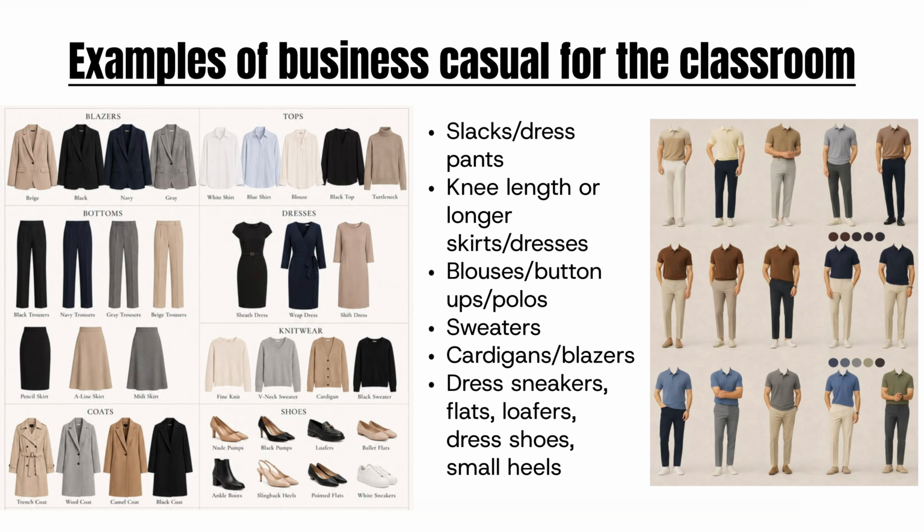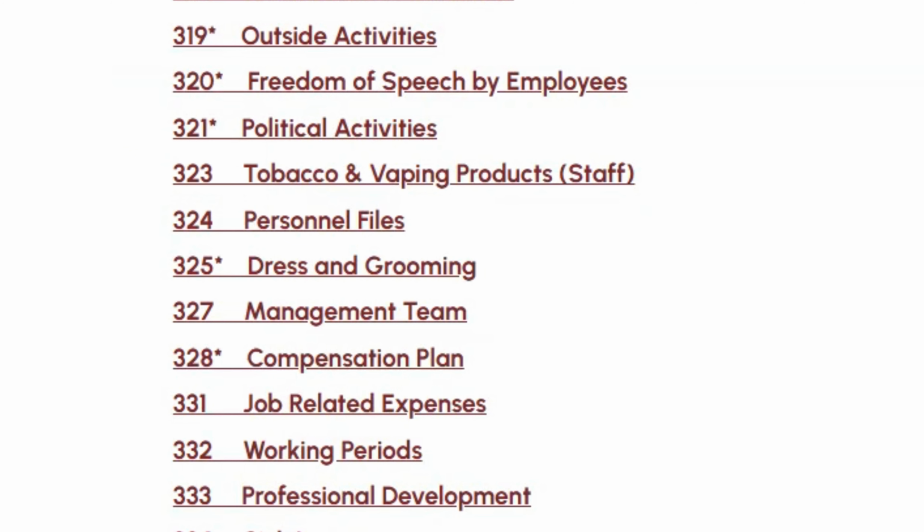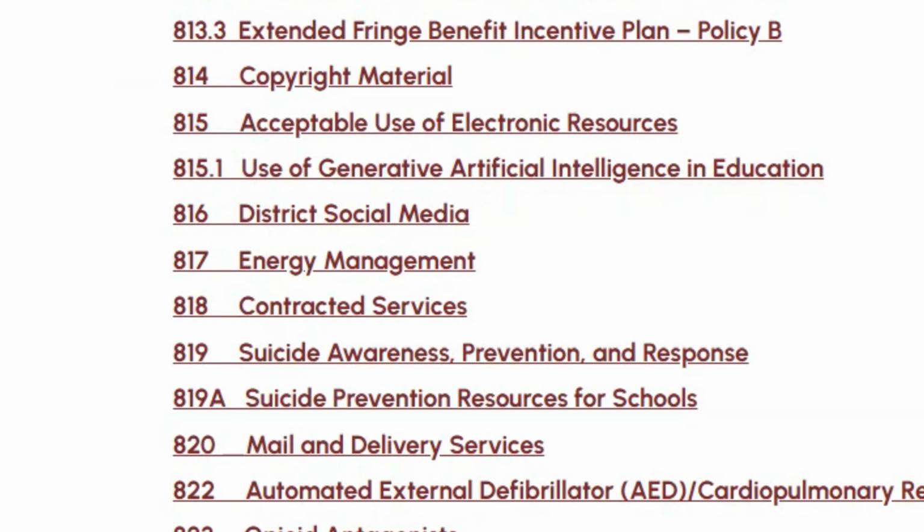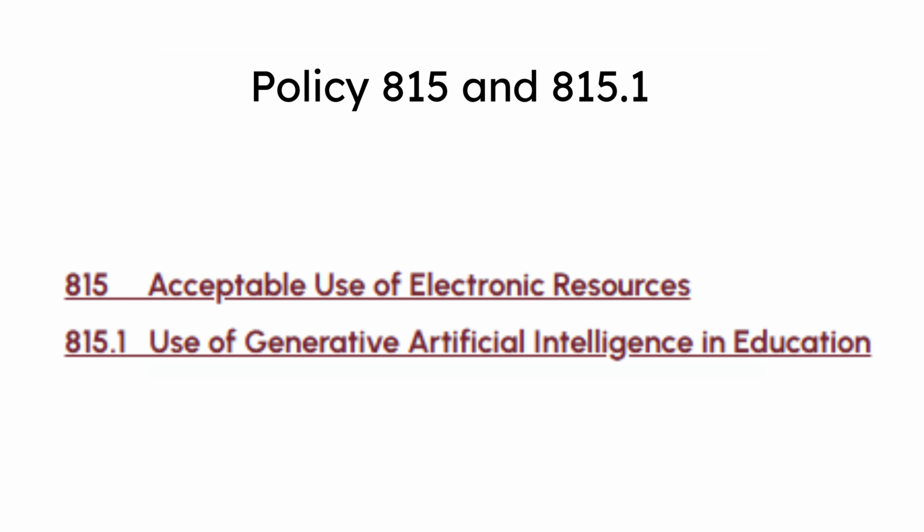In general, our staff should consider a business casual workplace in our buildings. This would prohibit hoodie sweatshirts, t-shirts, jeans for most positions. If you have any questions about what's appropriate for your role, please contact your department chair, supervisor, building principal, or human resources. Next, we'd like to take a look at some policies related to electronic resources.